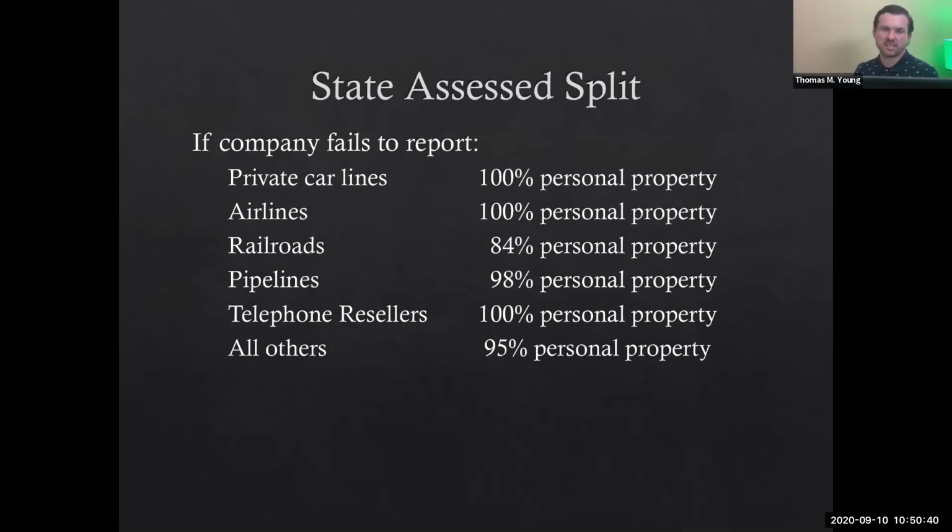The values in state assessed properties are overwhelmingly in personal property. And sometimes those companies do not report their split of real and personal property, which is needed if we're looking at TABOR and we have to pull out personal property. These are some of the numbers that we recommend to use for those splits if they do not report to the assessor's office what their real and personal property is.